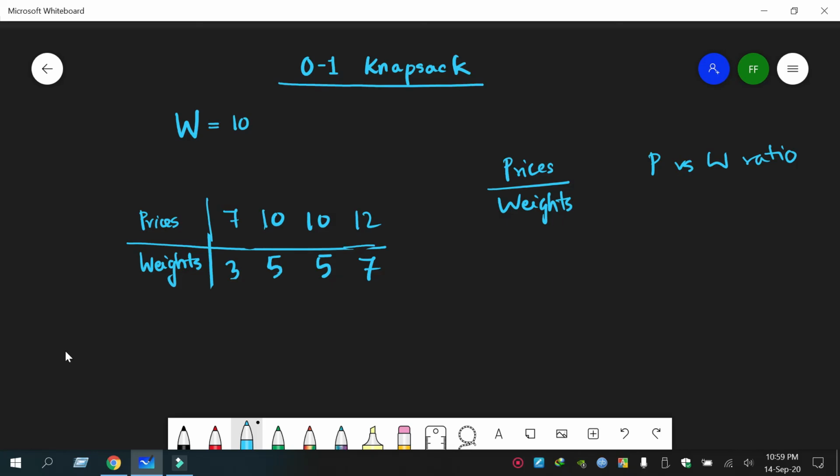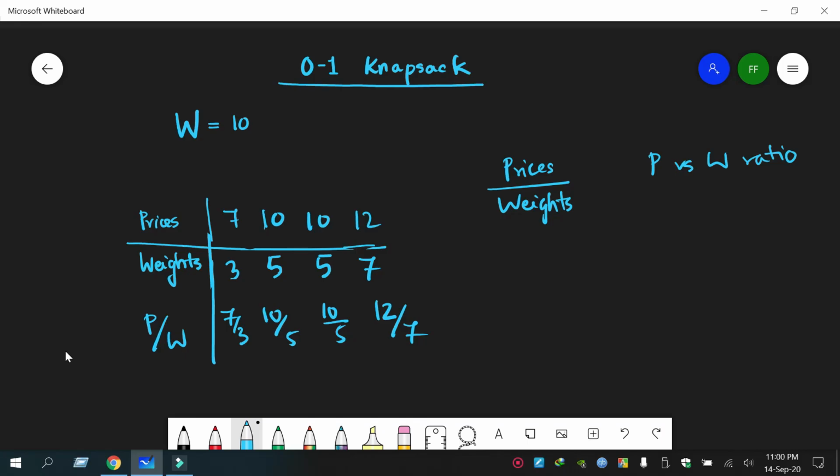So 3 units of weight actually cost 7 units of price. So you can see that if we do a price by weight comparison, then the first one will be 7 by 3, then the second one will be 10 by 5, the third one will be 10 by 5, and the fourth one will be 12 by 7. And now that I think about it, actually in this problem this also will not work.